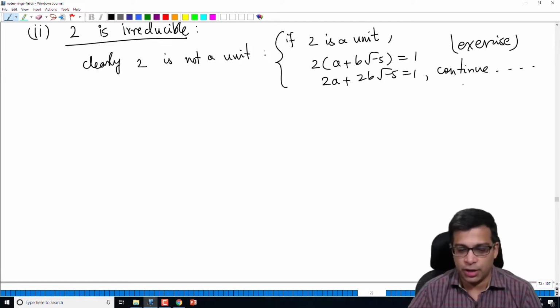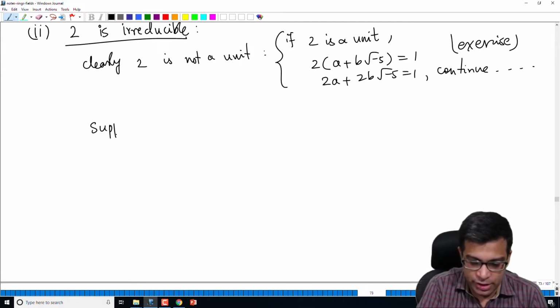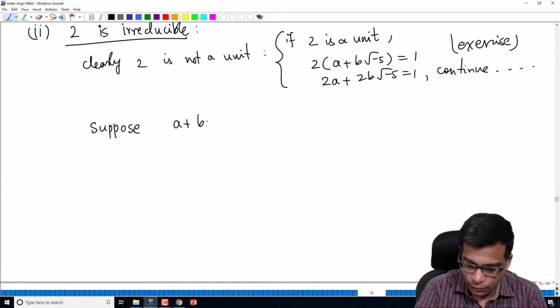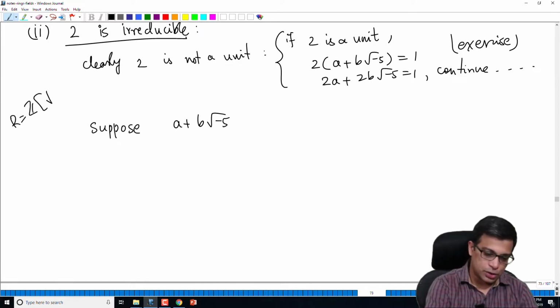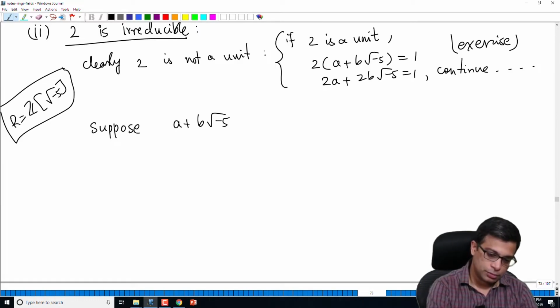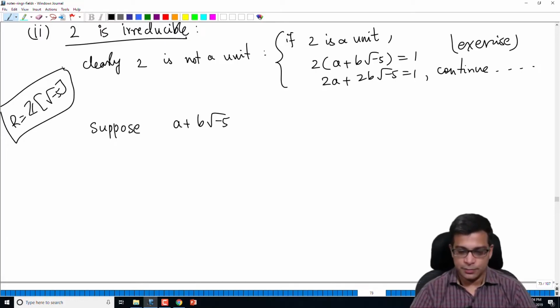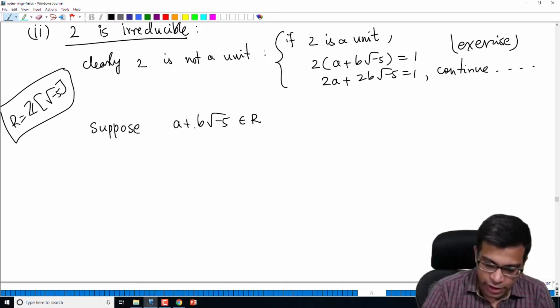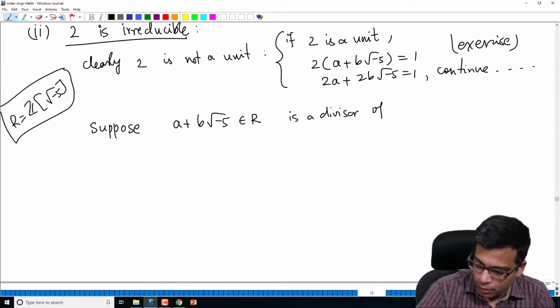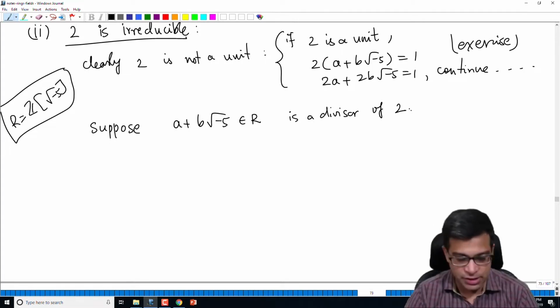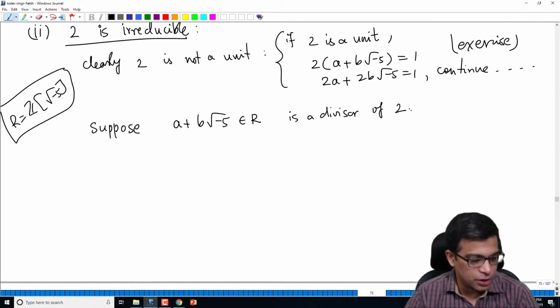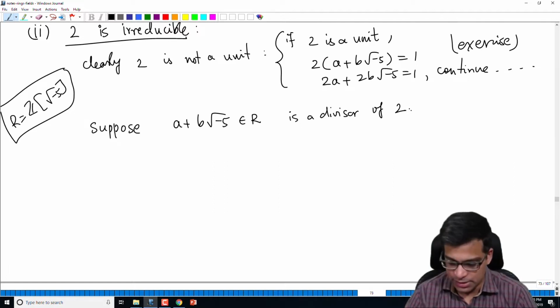So now we need to show that it has no proper divisors. So suppose there is a divisor, because remember our ring R is Z adjoin square root of minus 5. So this is the ring. That means elements are of this form a plus b times root minus 5, where a and b are integers. Suppose this is a divisor of 2. If this is a divisor of 2, we would like to conclude after some work that it is in fact not a proper divisor. So why is that?